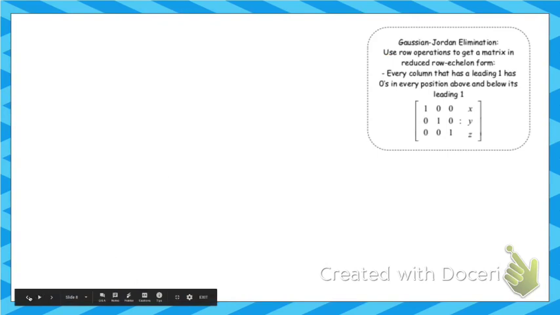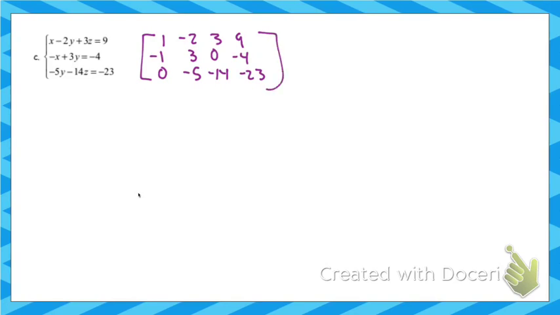All right, the last thing we're going to do is look at this same process with a 3 by 3 matrix. So this is where it gets a little bit trickier because there's a lot more things that we can do with these rows. But again, I'm going to start with the augmented matrix. So 1, negative 2, 3, 9. Negative 1, 3, 0, negative 4. 0, negative 5, negative 14, and negative 23.